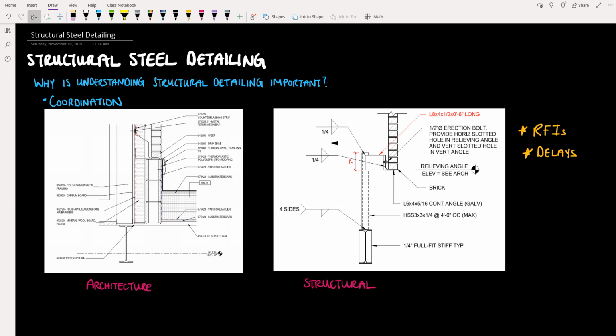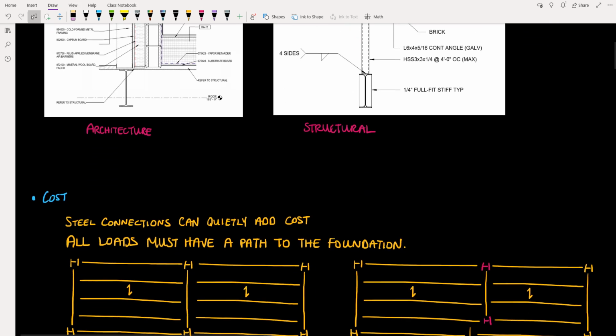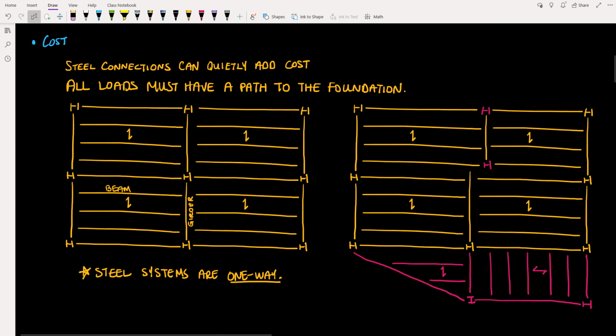Of course, when these uncoordinated drawings are turned over to the contractor, it typically generates an RFI, or a request for information, which could ultimately delay the project. So it's important that architects and engineers have a basic understanding of the goals they are each trying to achieve with their details. Another reason why this topic is so important is because, with steel design especially, the greatest design challenges are often in the connections.